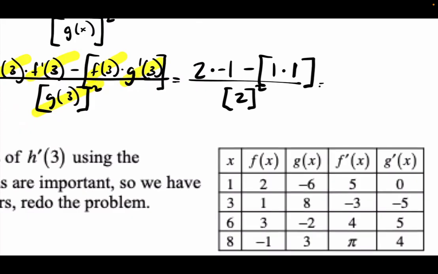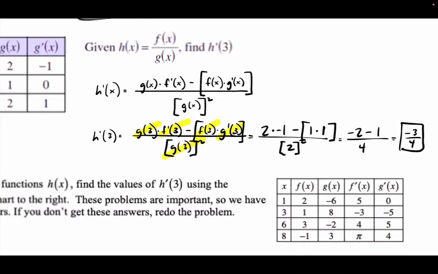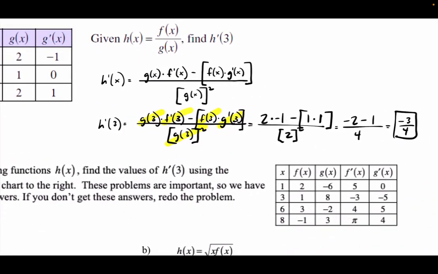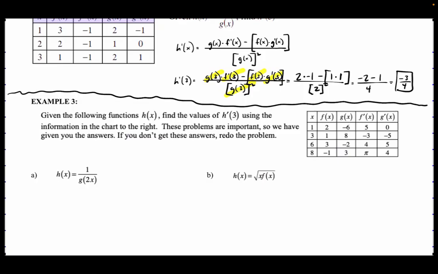Order of operations. 2 times negative 1 is negative 2, minus 1 times 1 is 1, and then the bottom is 2 squared, which is 4. So you get negative 3 over 4. So h prime of 3 is negative 3 over 4. That's essentially what we're doing. We're doing the same rules that we've done before, but the only difference is we just use the f's and g's and h's, things like that.